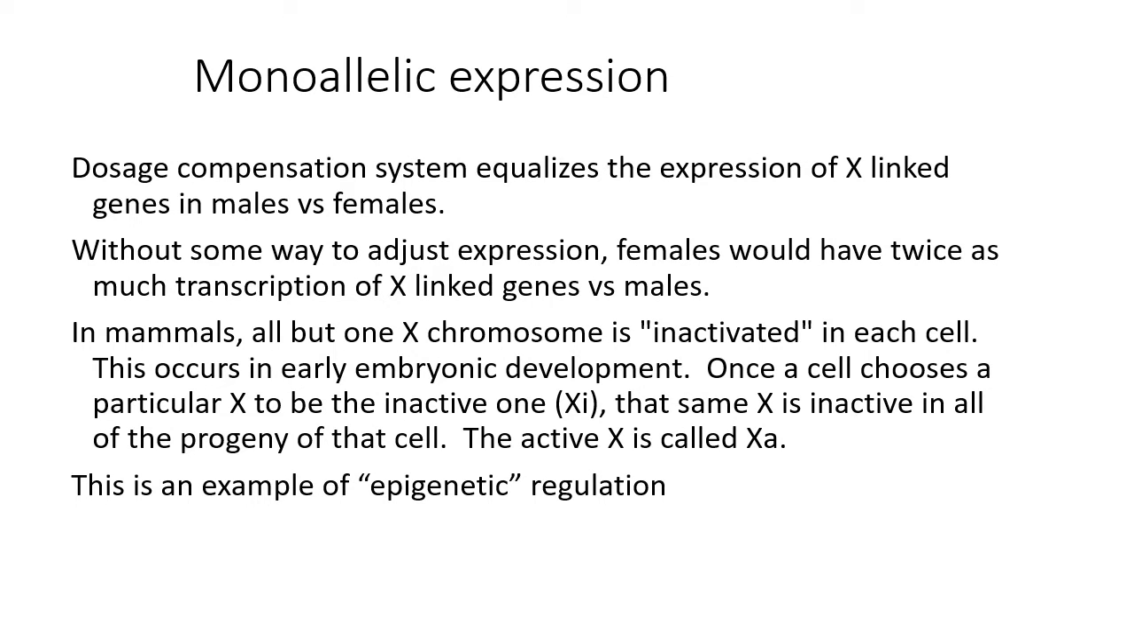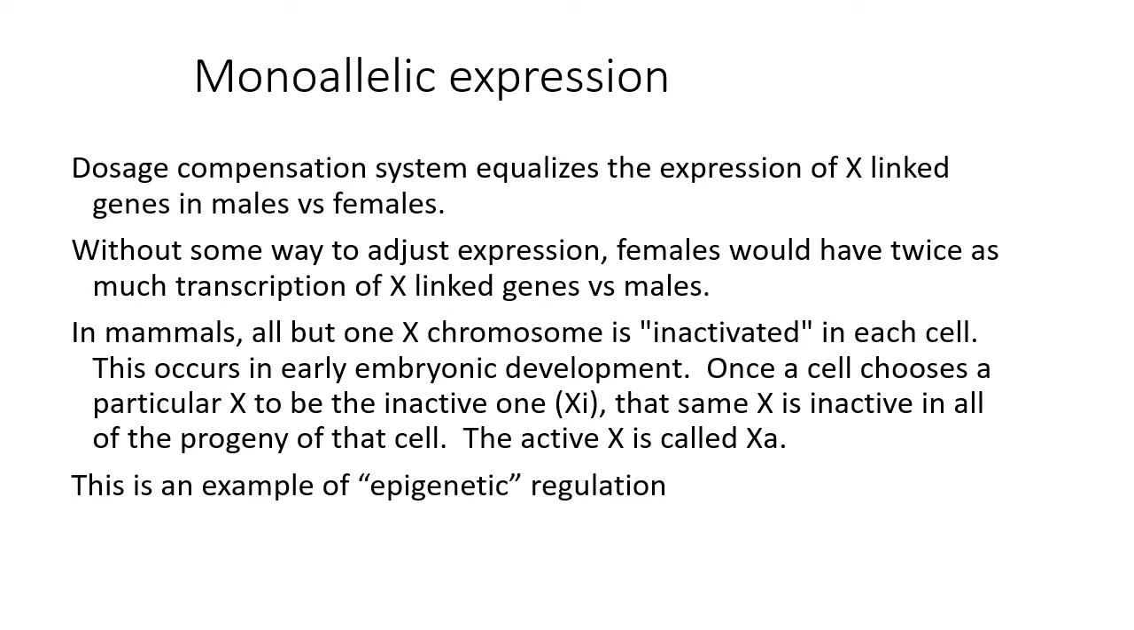So this is going to be an example of monoallelic expression, where we have a dosage compensation system in mammals, whose job it is to equalize the expression of X-linked genes in males versus females. So we don't want to have twice as much transcription of X-linked genes in females as we do in males. Now there's different systems for accomplishing this in different organisms, but in mammals what we do is we choose one X to be active and any extra X's to be inactivated in each cell.